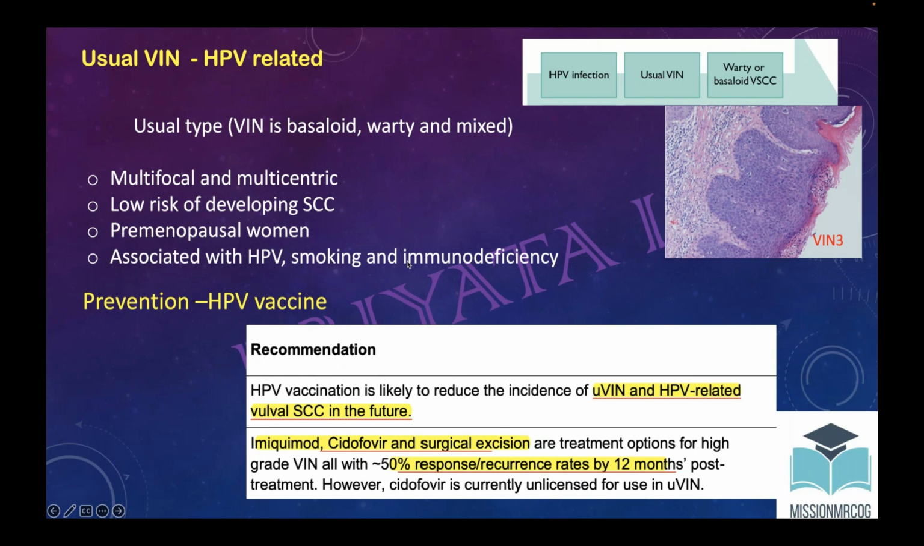And if there could be any prevention, yes, giving the HPV vaccine is a prevention, because then the high risk HPV infection will not be there. So all this progression and this pathway can be blocked there.